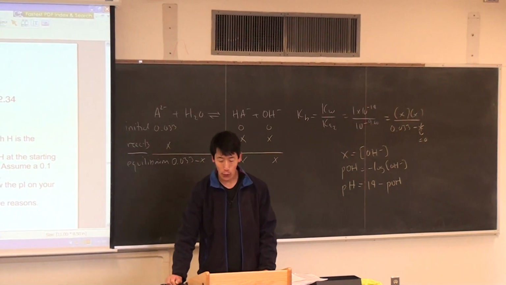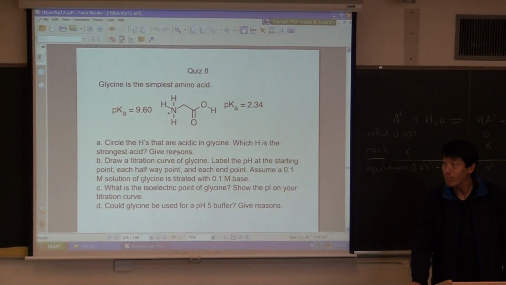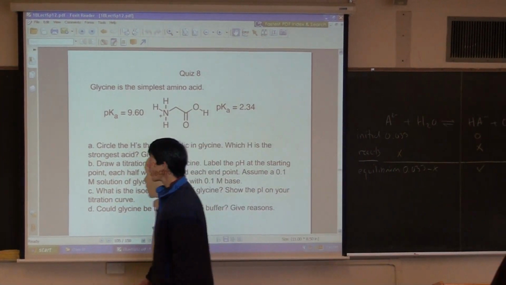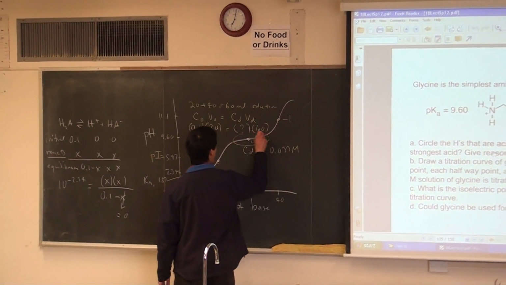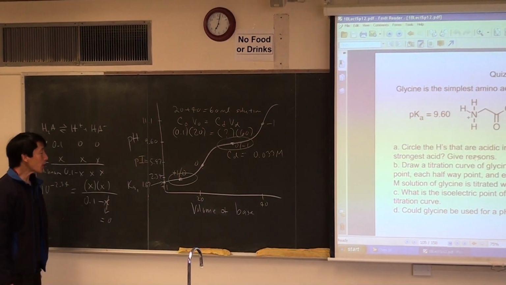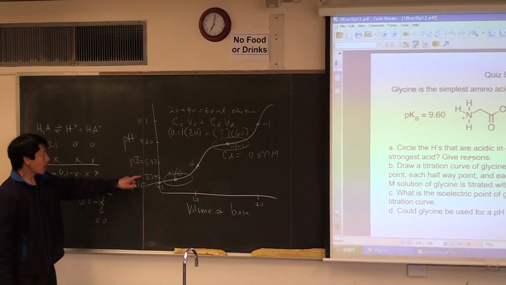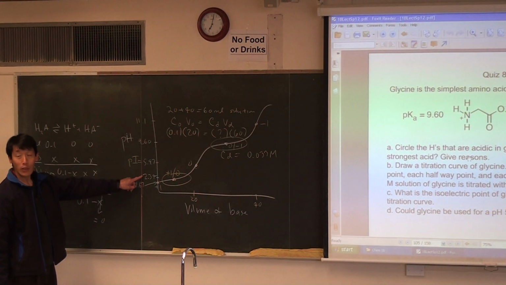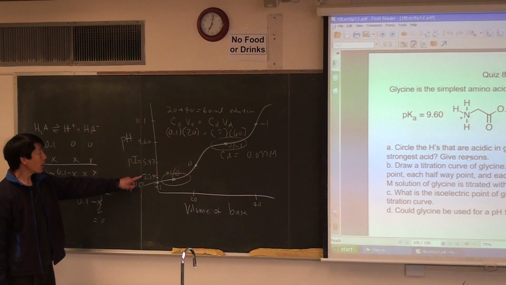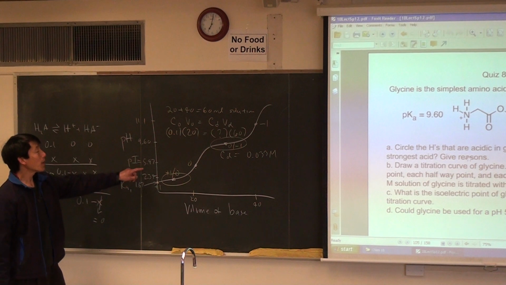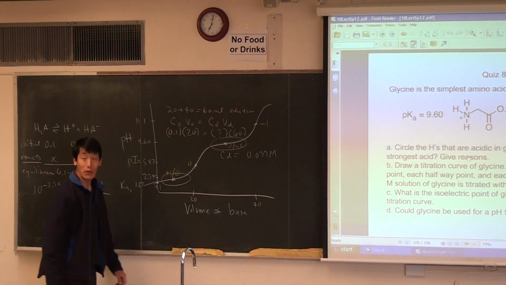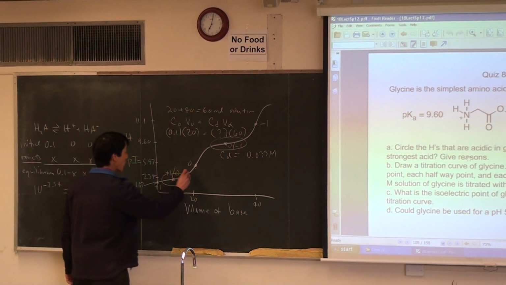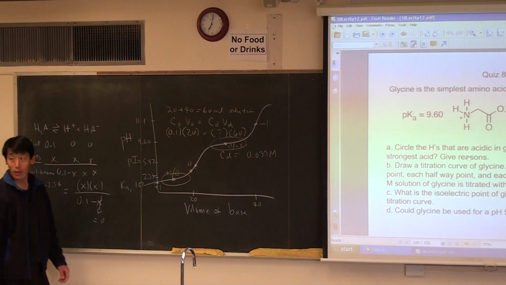Could glycine be used for a pH 5 buffer? Note that these regions where the pH is relatively flat are the buffer regions. For a buffer, the pH has got to be near the pKa, so we said pKa plus or minus 2. For this one, plus or minus 2 is from 0.34 to 4.34, and for this one it's 7.6 to 11.6. So pH 5 doesn't fall within that range. pH 5 is somewhere here, which is outside that buffer region.